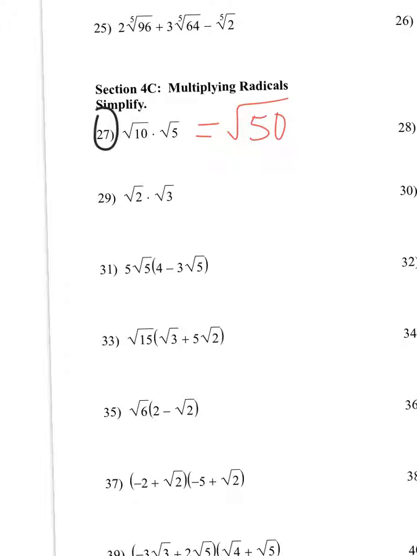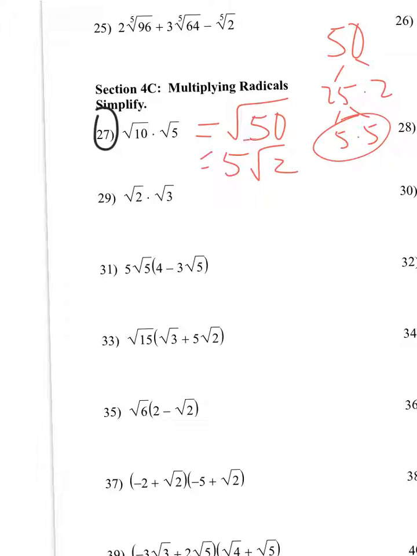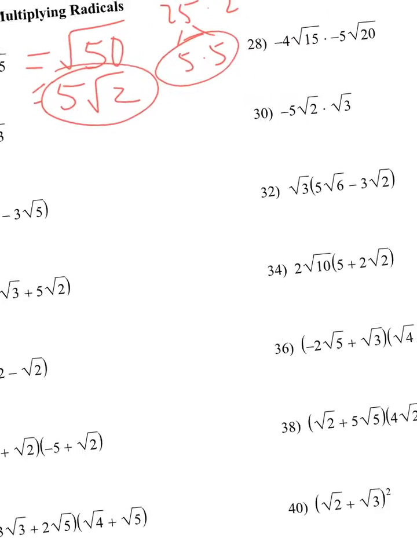And now I need to ask myself, can I reduce or simplify square root 50? So if I break 50 down, it's 25 times 2, 5 times 5. So I got a 5 I can pull out, which would be 5, and then square root 2, or 5 radical 2 is how you say that. And that's as far as you can go on 27. Let's go down to 34.